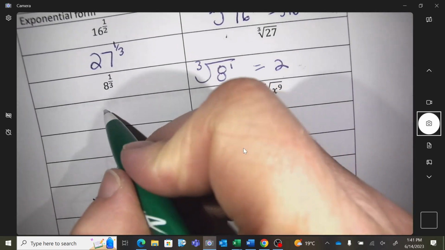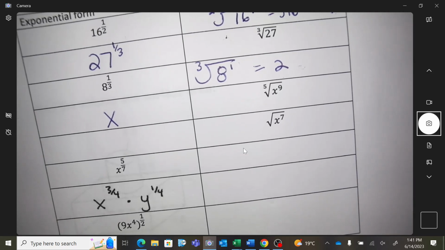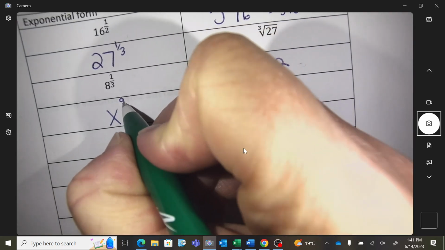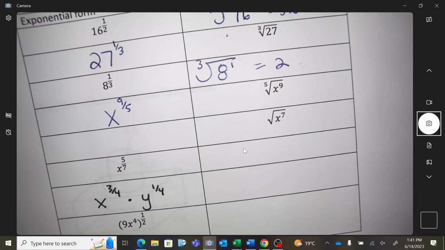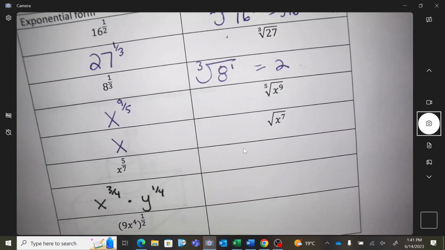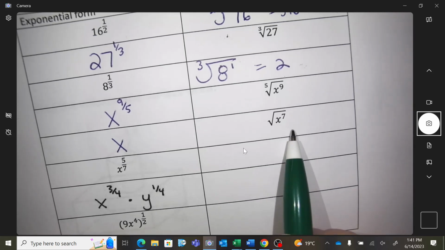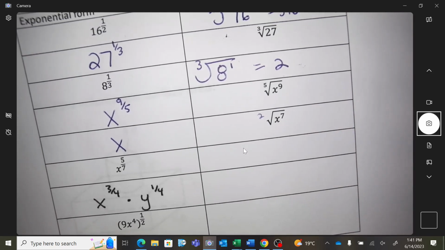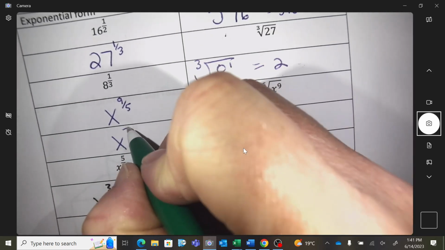2. Okay, so this one, x to the what exponent? There's a 9 there and there's a 5 there, so how do you write it? It would be 9/5, because the radical part is the bottom of the fraction. X to the, there's a 7 here. What is the radical part? There's secretly a 2 there. The square root of. The square root of, I don't write a 2 there. So this would be 7/2.